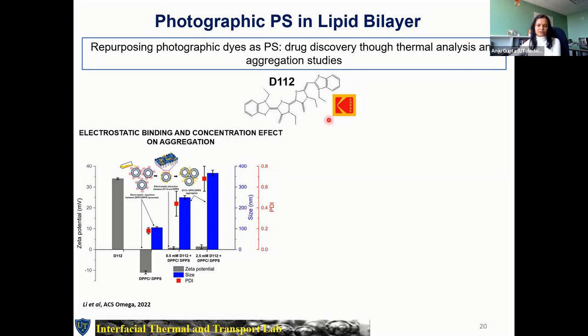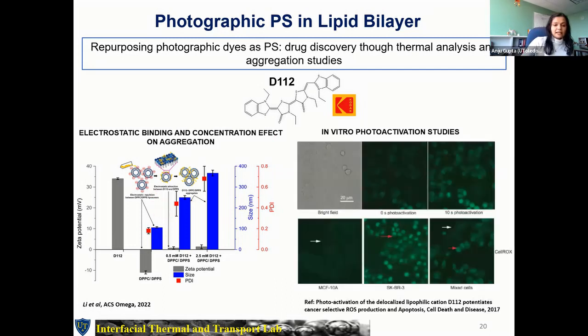And we looked at the electrostatic binding. It performed great. It bound. The negative zeta potential became positive. So we knew it was going to bind well. We tested the concentrations, and at all different concentrations, although it formed aggregates, it was still performing well in electrostatic binding. And then there was some in vitro studies done at our neighboring institution, and they confirmed that this molecule indeed has the capability to form reactive oxidative species that will kill the cells.